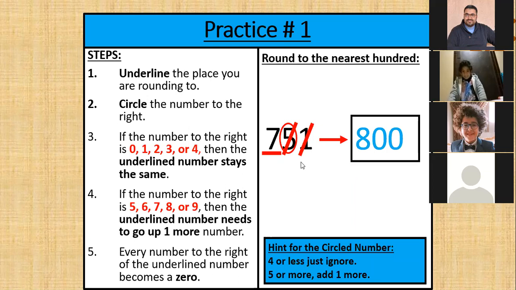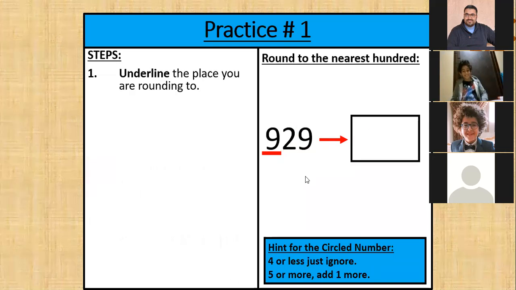So again, from the beginning, as Ibrahim said to us, step number 1, we will put a line under 7. Why do we put a line under 7? Because here we want to round to the nearest 100. So I will put a line under the 100 number. It's 7. It's step number 1.